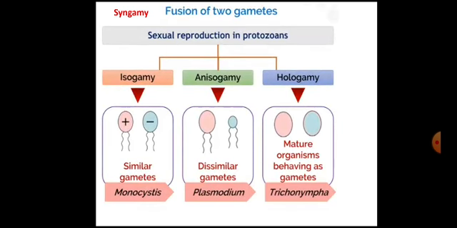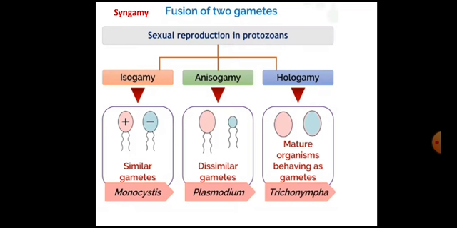Let's go back to the syngamy process. It is a fusion of two gametes in sexual reproduction in protozoans. It is of three types. Isogamy. Isogamy means two similar gametes, structurally similar but genetically different, so they are marked as positive and negative. When they fuse together to form a zygote, the process is called isogamy. This isogamy process is common in the protozoan called Monocystis.